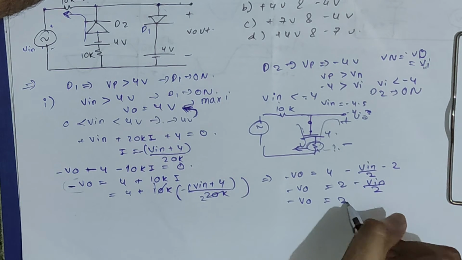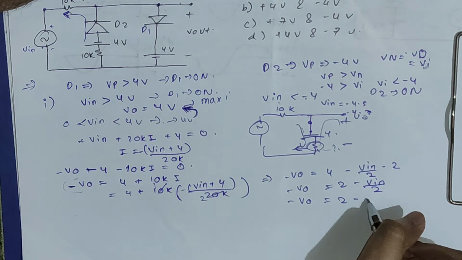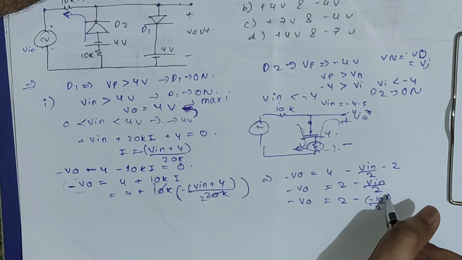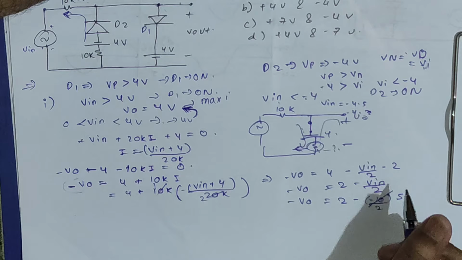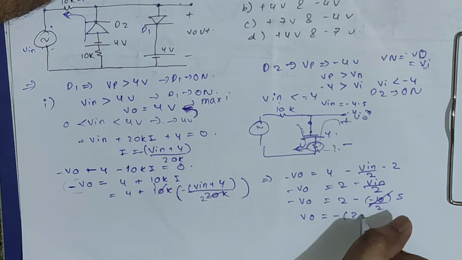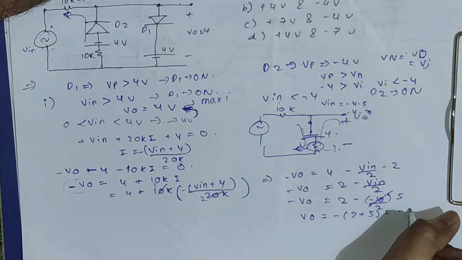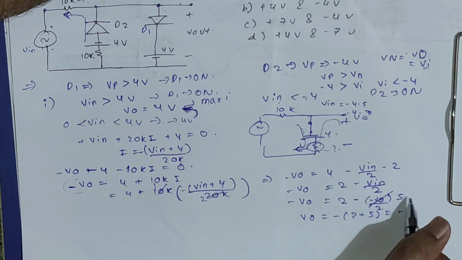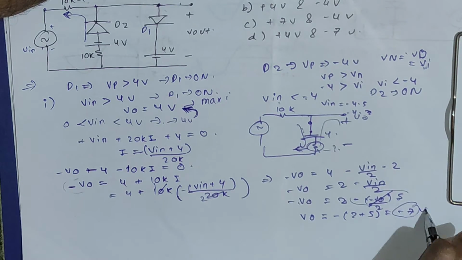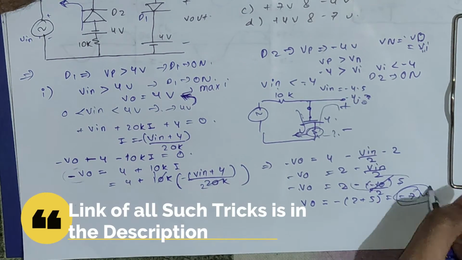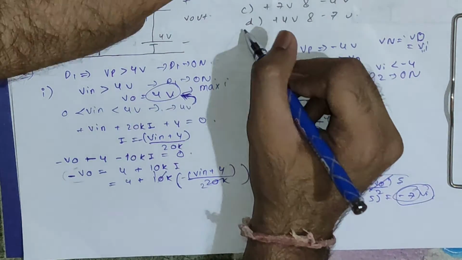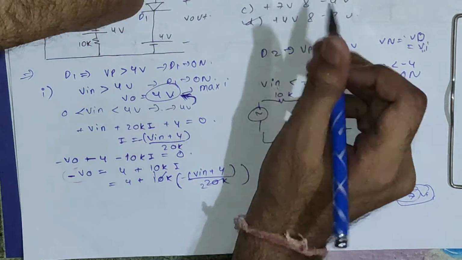So minus VO is equal to 2 minus (minus 10) by 2, so it will be plus 5. So we get VO is equal to minus 2 plus 5, which is nothing but minus 7, since minus minus will be plus 5, 2 plus 5 is 7. So VO is equal to minus 7 volt. This is the minimum output voltage and the maximum output voltage is 4 volt, so the correct option will be this D1.